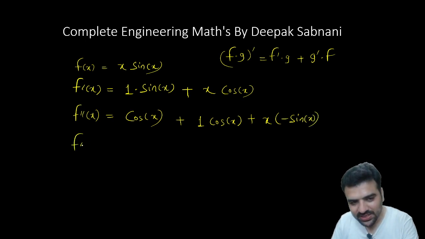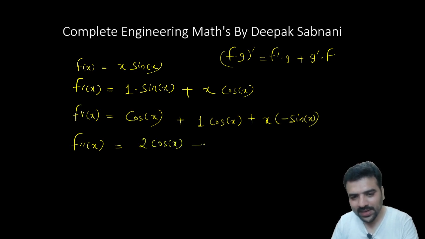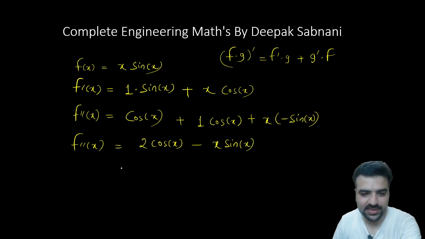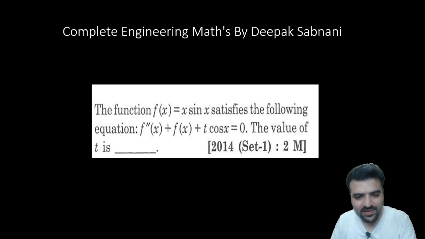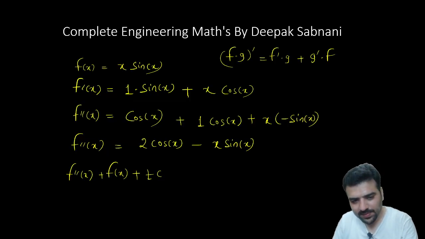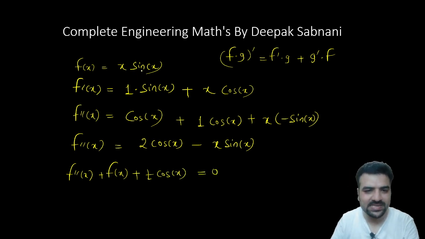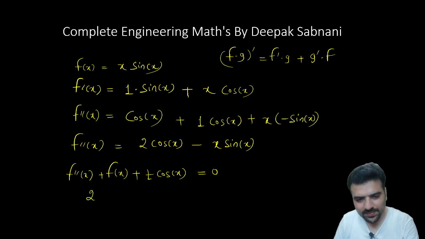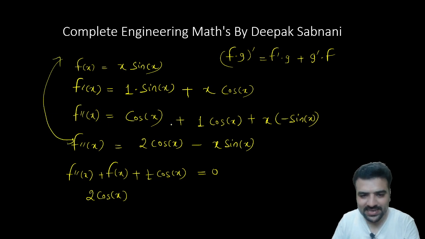So f''(x) will be 2 cos x minus x sin x. So what are they asking? They're asking f''(x) + f(x) + t cos x, and this is equal to 0. So keep them: 2 cos x minus x sin x plus x sin x, that will be 2 cos x. Correct? I'm adding these two. If you add, this x sin x cancels out.